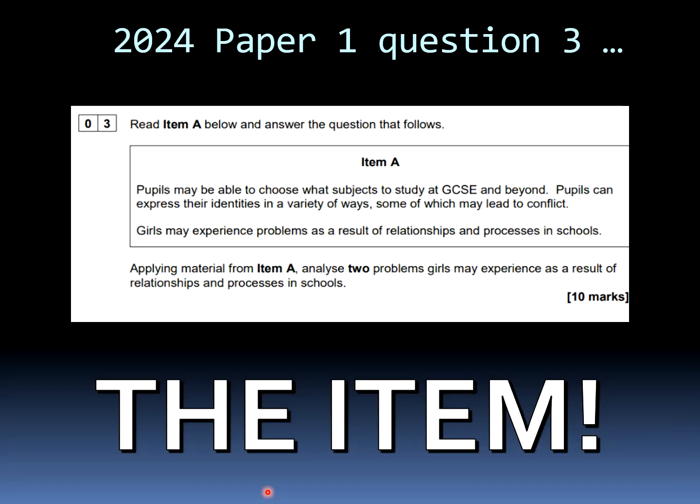So if we have a look at the item, this style of 10-mark question does tell you 3 times to use the item: here, here, and again in the question. Make sure you read the item more than once. Read the question between it each time, and that will give you a really good idea about what the question is about, and it will give you time to formulate some ideas about how you're going to answer this question.